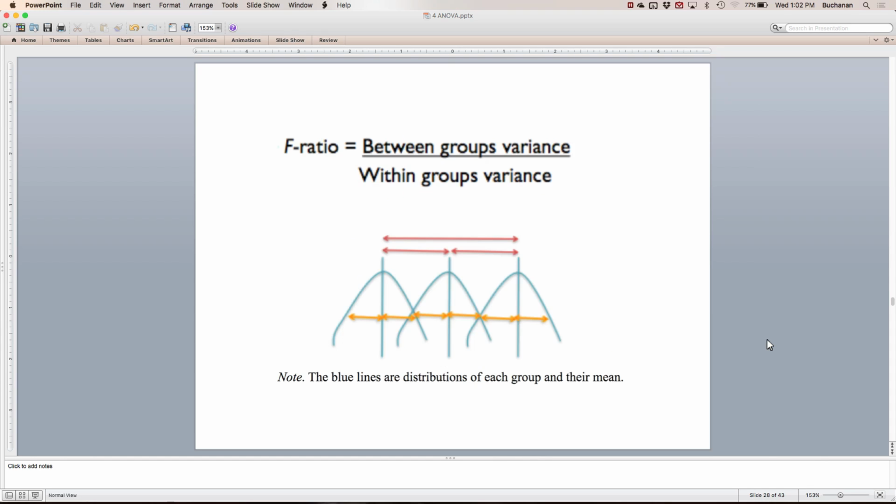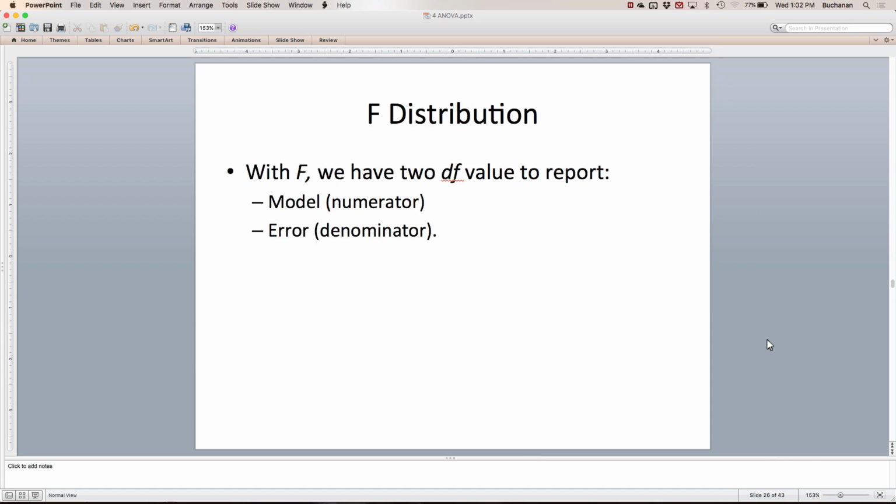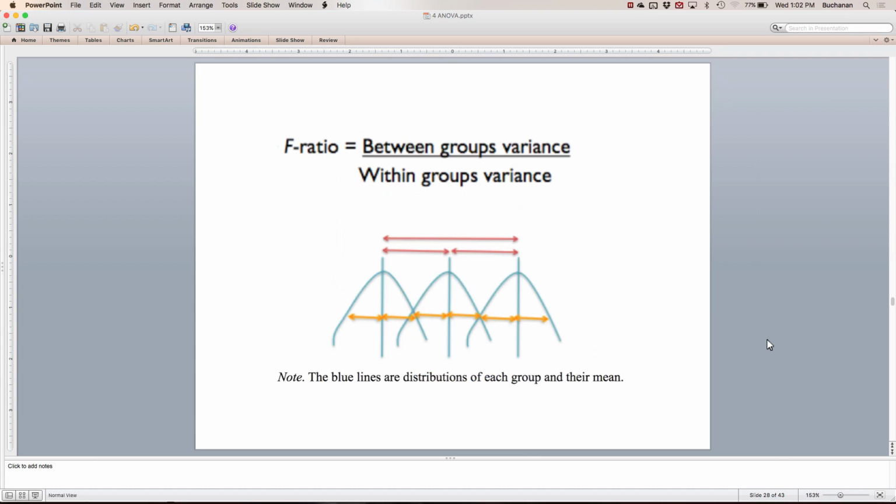But the way F is calculated, and I tried to make this picture really cute, I'm not going to show you any of the formulas, just this basic idea. Believe me, you'll be grateful. When I said there are 2 degrees of freedom, a numerator and a denominator, that matches the formula where there's a numerator and a denominator. On there it says between groups variance and within groups variance. It's the same idea.